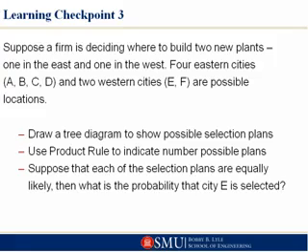Want to do assign to those two western cities. Draw a tree diagram to show the possible selection plans. Use the product rule to indicate the number of possible plans you could have. How many different pairings can you come up with? What would the product rule tell you about that?